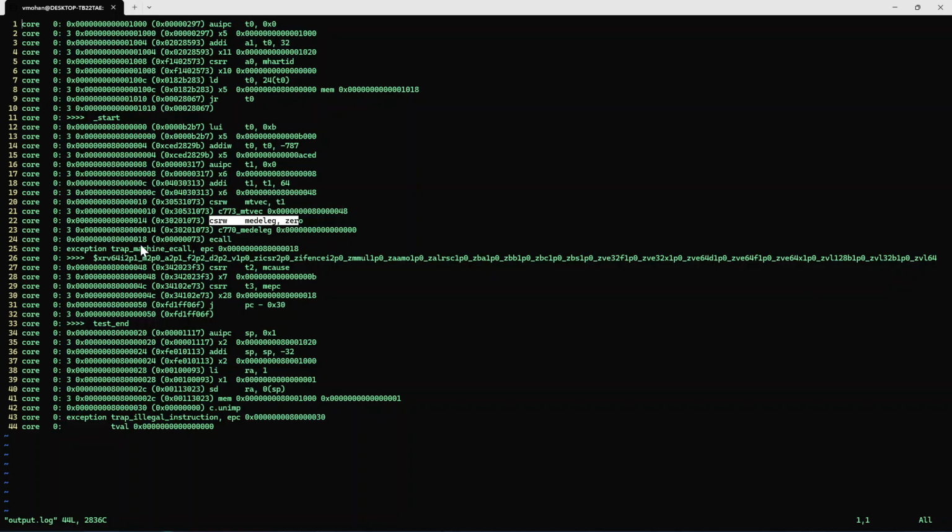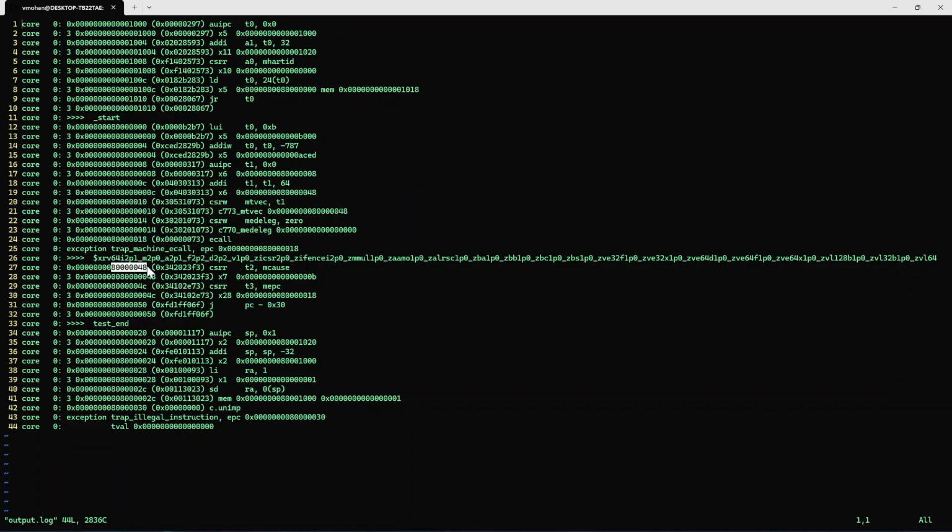Next, the test deliberately triggers an exception by executing the ecall instruction while in machine mode. Because the exception originates in machine mode, the trap is handled horizontally. That is, the privilege level does not change.